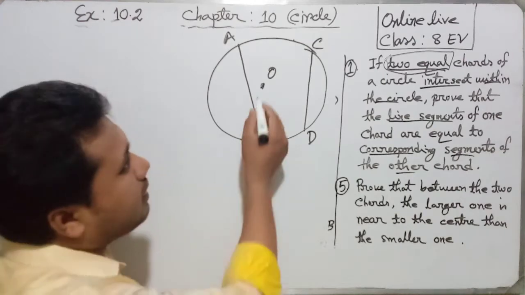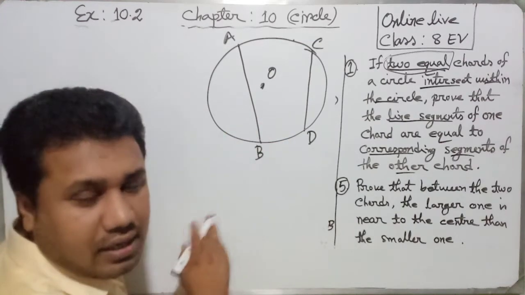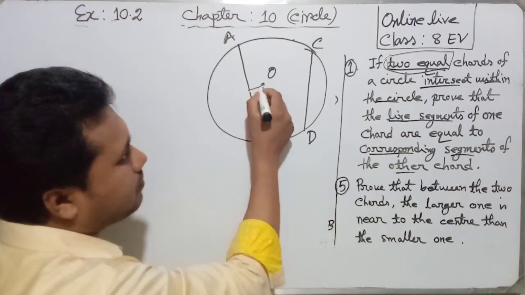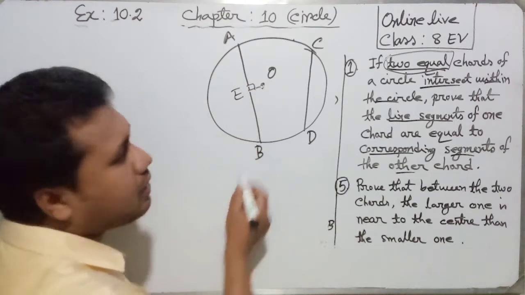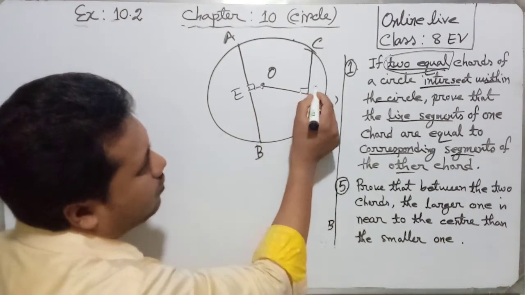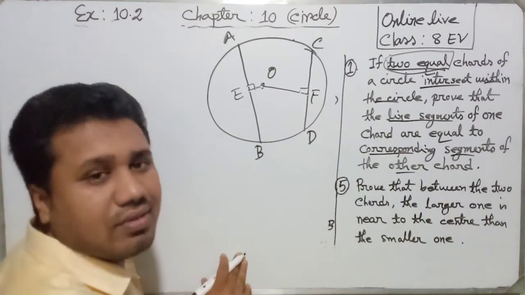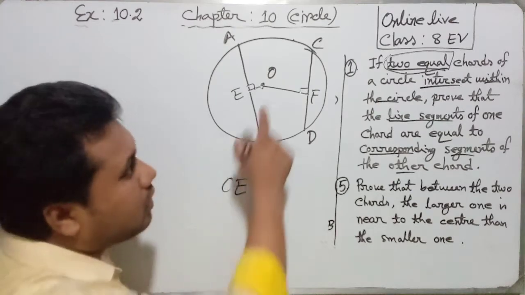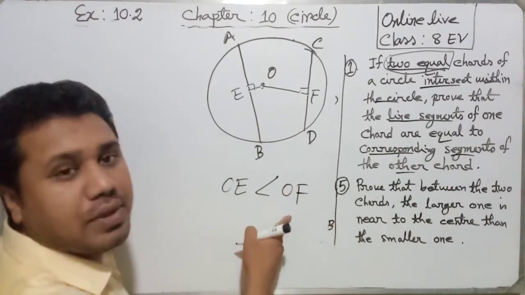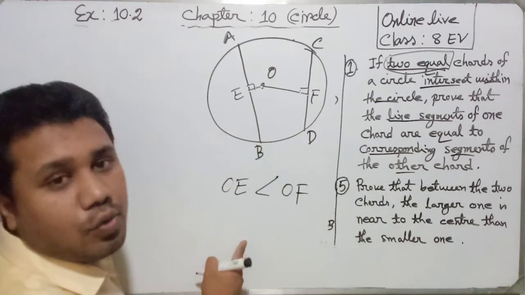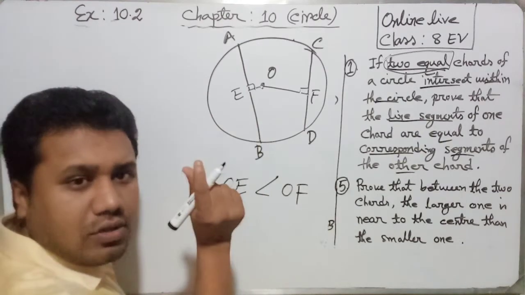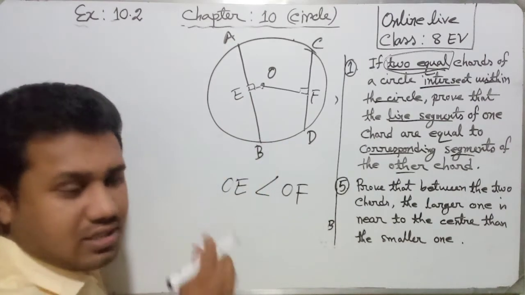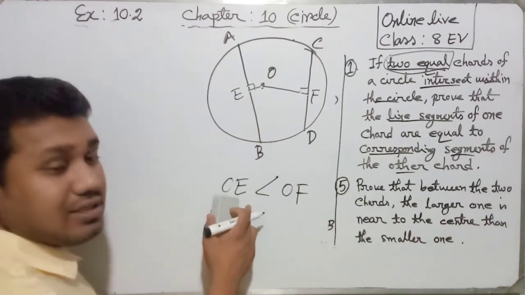Now we have to prove that this AB is nearer to the center. Now what is the distance? It means the perpendicular. Suppose this is OE, and this is our perpendicular. Suppose this is F. Now we have to prove that OE is smaller than OF. That means OE less than OF. So OE is small, so this is nearer to the center. That means less distance. Clear dear students? So this is our required part.